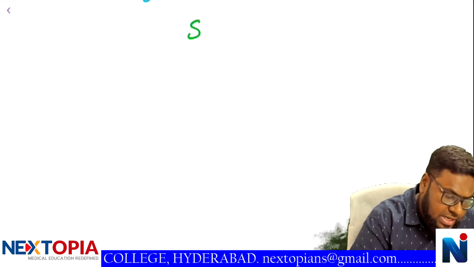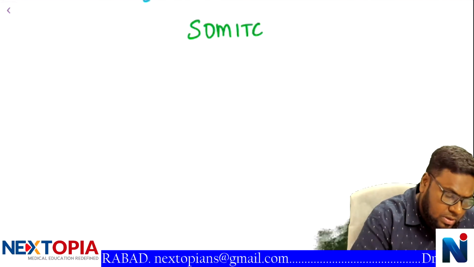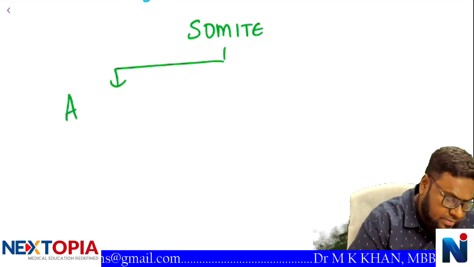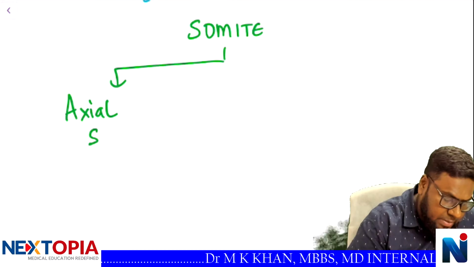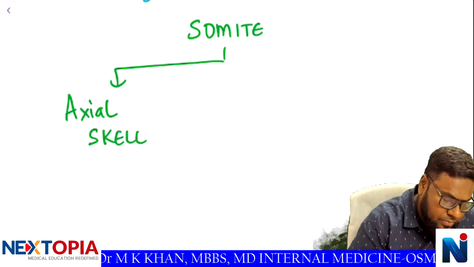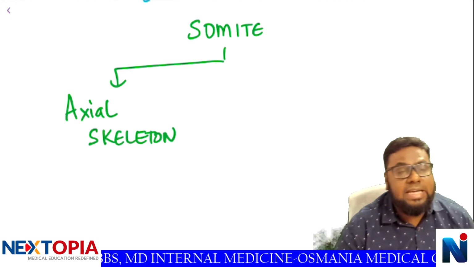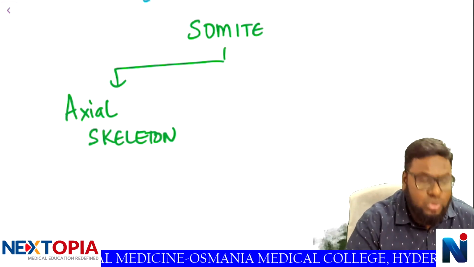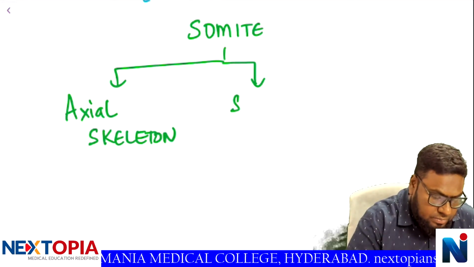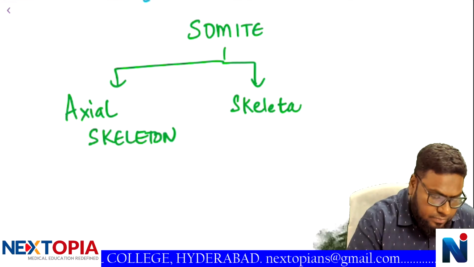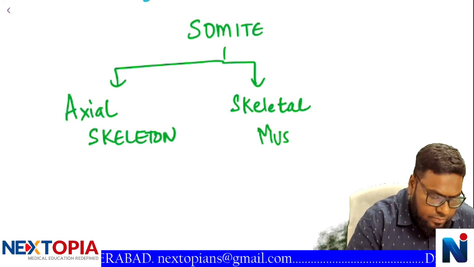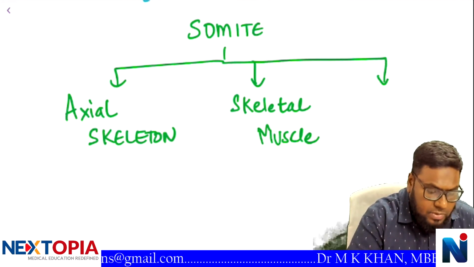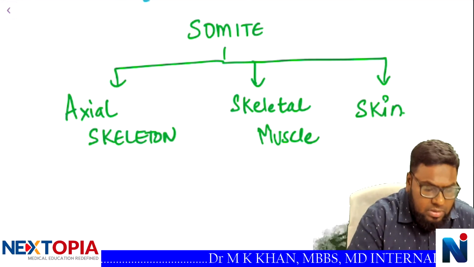Each somite gives rise to axial skeleton. It means bone. It gives rise to axial skeleton. It gives rise to skeletal muscle. And it gives rise to skin.